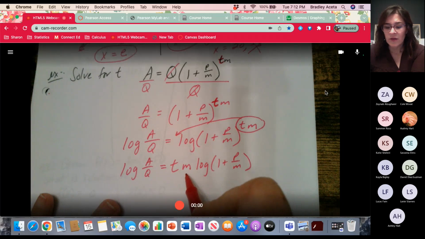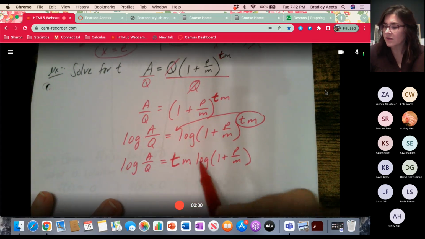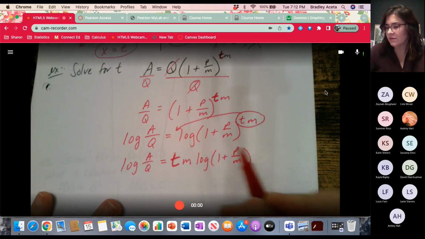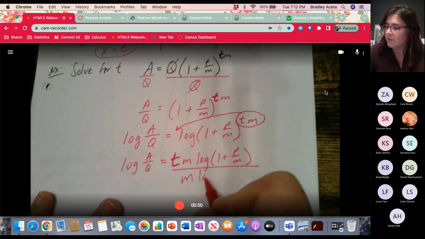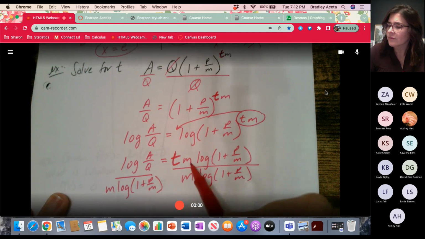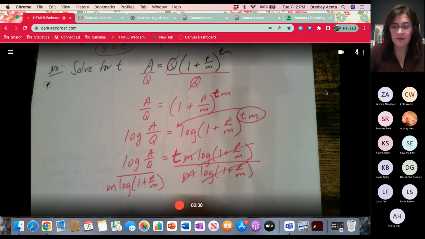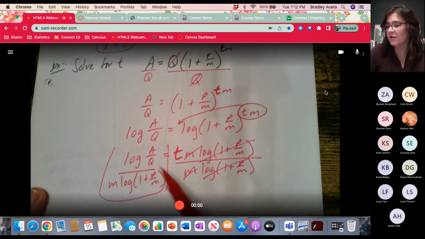So now, again, we're solving for t. Well, this is multiplication and this all is multiplication. We're not solving for anything inside here, so we're just going to divide all that out. m log 1 plus p over m, we're going to divide it over here. And that right there is your answer for t. I'm not going to rewrite it again, but that's all you have to write.